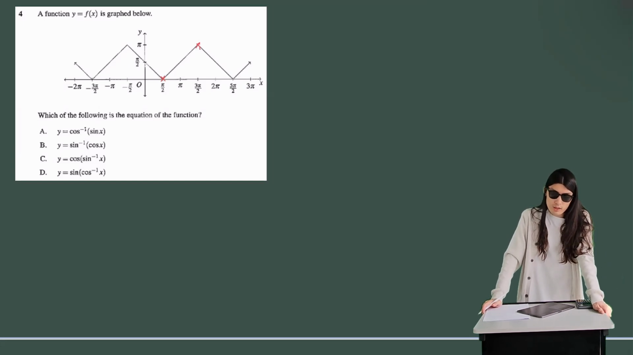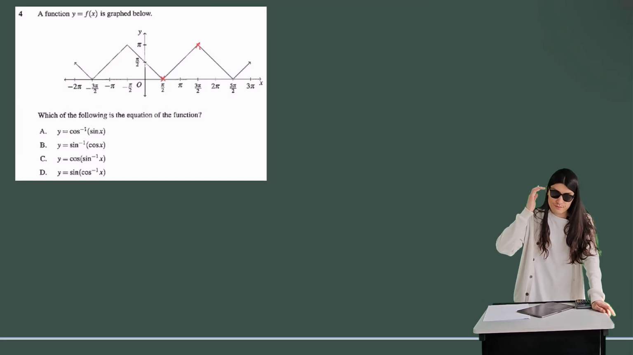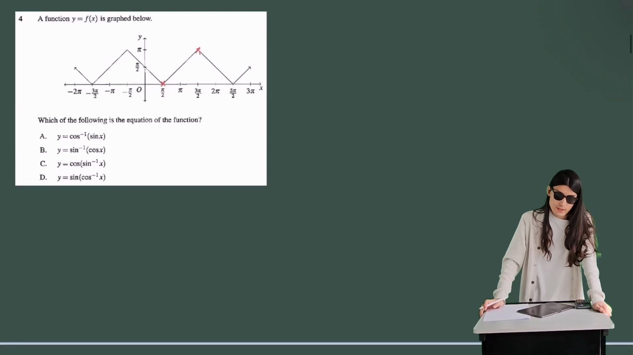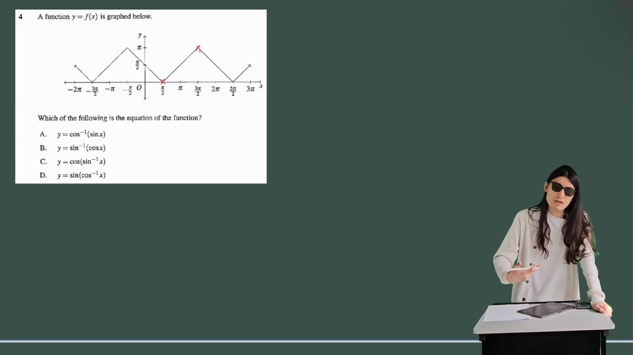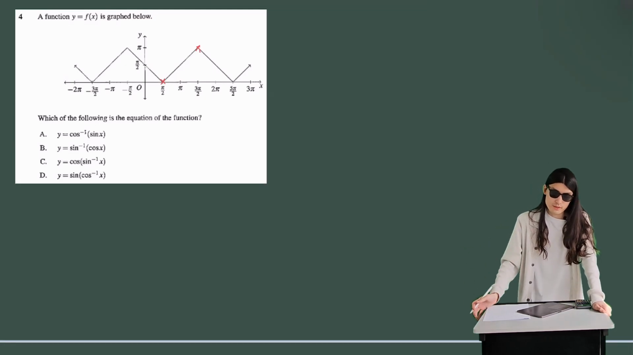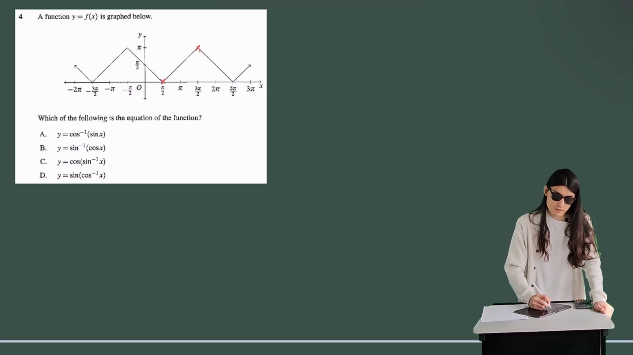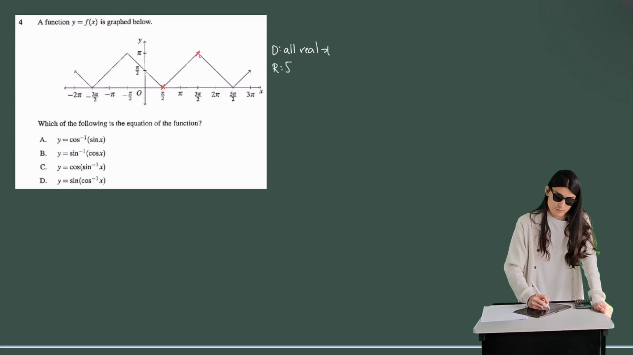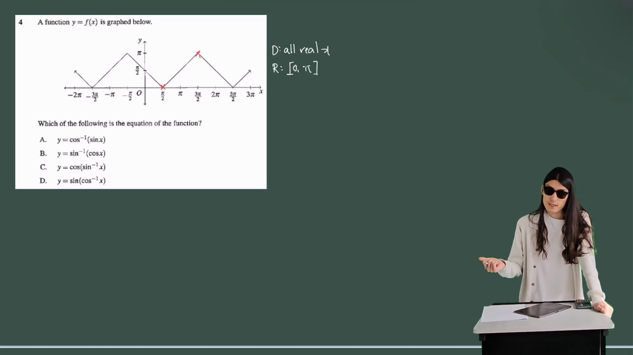However, that said, if I were to give you an explanation of a different way than just subbing in points to solve this question, I've chosen to explain it using the domain and the range of f of x, because it is pretty clear from the graph shown to us that the domain of f of x is all real x, and that its range is from 0 to pi. Minimum 0, maximum pi, isn't it?